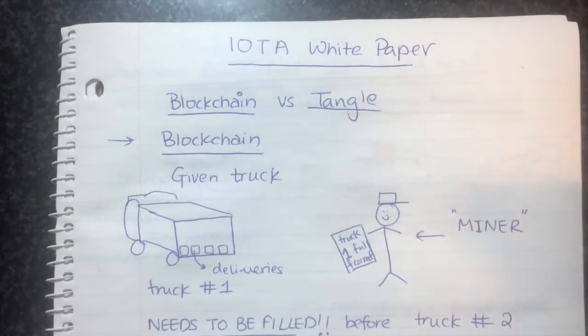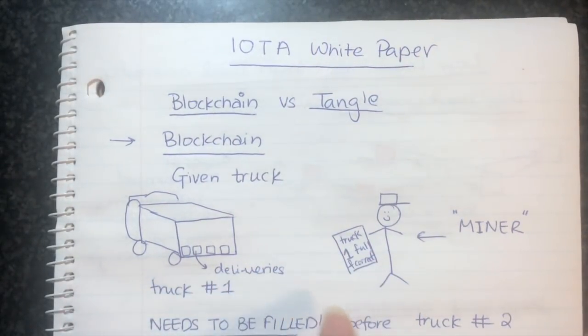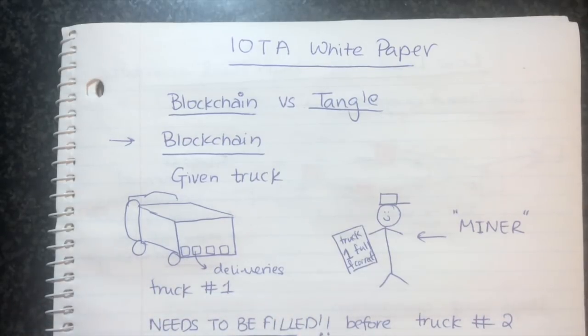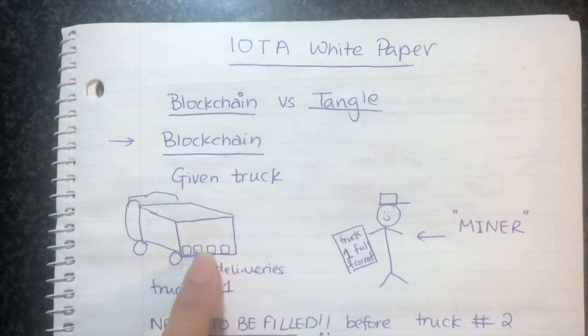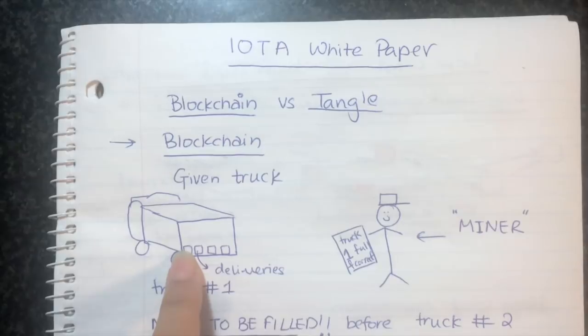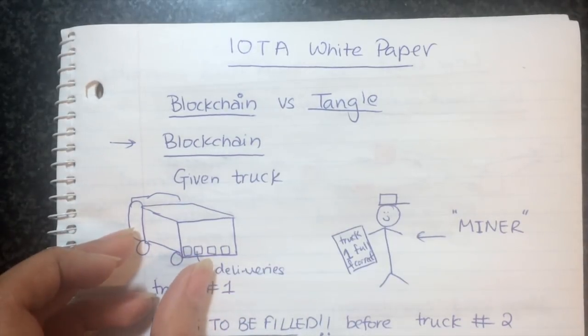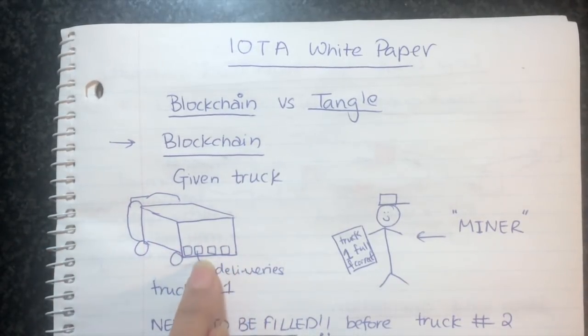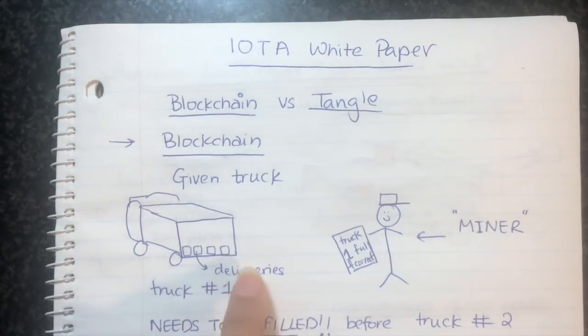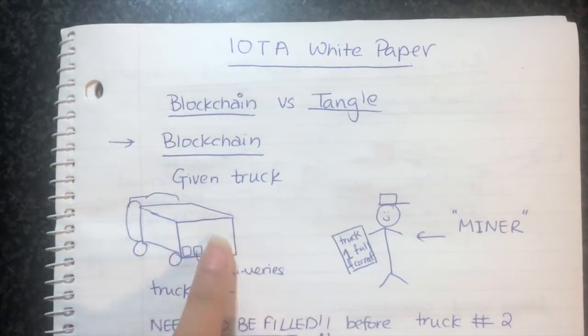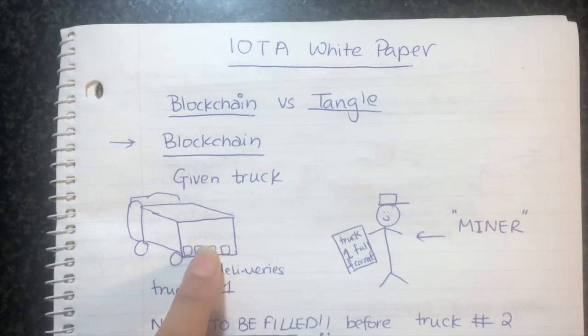In the blockchain, for example, given a truck and you want to send some deliveries, you wouldn't want to send the truck empty. You want to fill the whole truck with all your deliveries. So consider this truck as a block, and all these deliveries are the transactions. Once you have filled this block with all the transactions, only then would you send the block for mining.